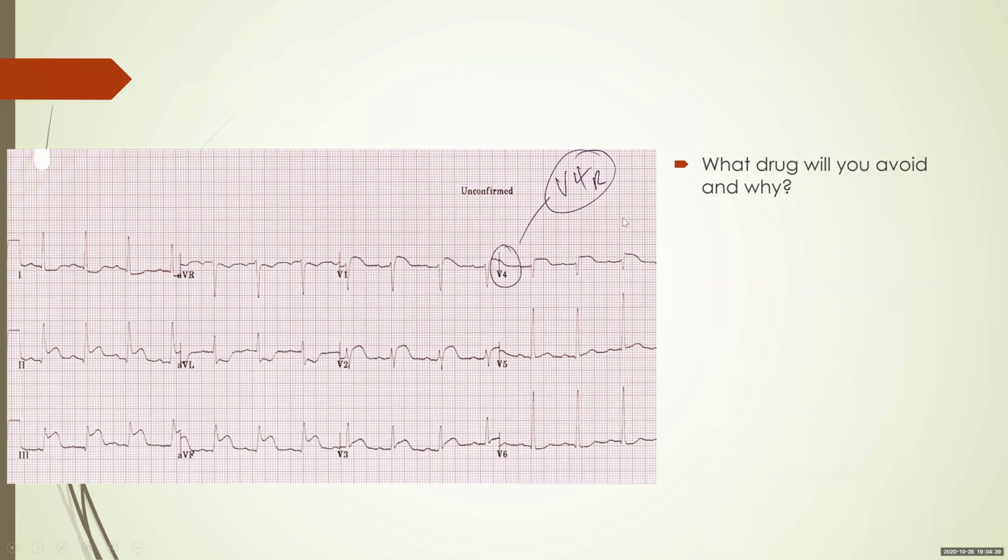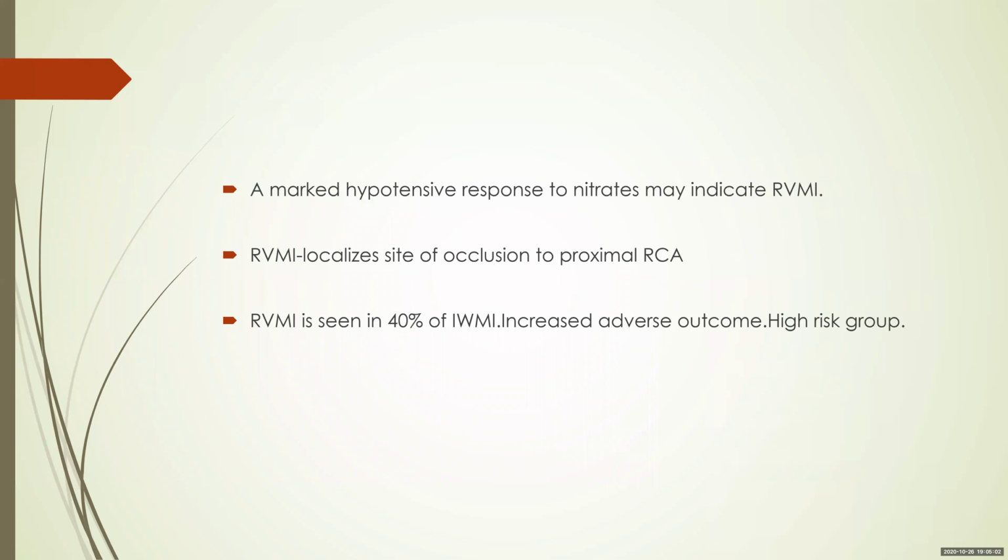So what drug will you avoid and why? The correct answer is you avoid nitrates, because in an RVMI, you aim to increase preload and you aim to increase venous return. If you give a nitrate, it is going to cause systemic veins vasodilation, that is going to cause peripheral pooling of blood in the extremities, and it's going to decrease your venous return. A marked hypotensive response to nitrates may indicate an RVMI. So there's a soft sign of an RVMI.